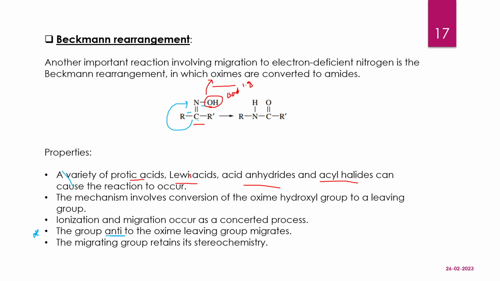If no stereochemistry is written, you have to consider the migratory aptitude: the group which has a greater migratory aptitude will migrate. But if there is a stereochemistry of that N-O bond, you have to consider the anti arrangement. So the group which is anti to the OH group will migrate. If no bond is shown between the nitrogen and oxygen, you can migrate the group which has more migratory aptitude.